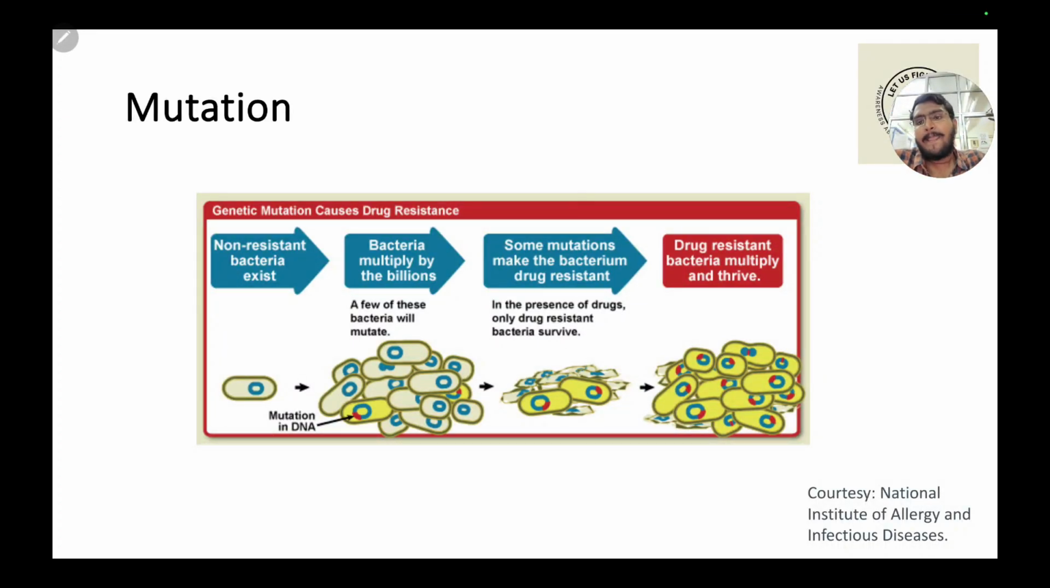Hello everyone. So we have started discussing the causes of antimicrobial resistance and we have looked at the very first factor, which was selective pressure. Now we are moving to mutation. I can understand that for those people who are from a non-biology background, this may sound a little technical, but it's not very difficult to understand.